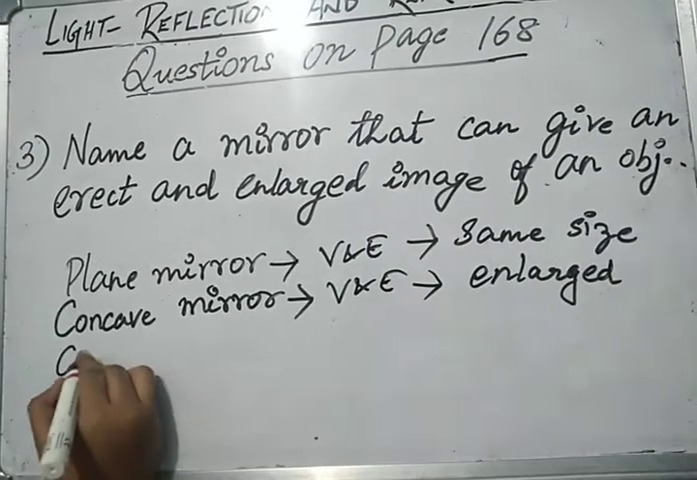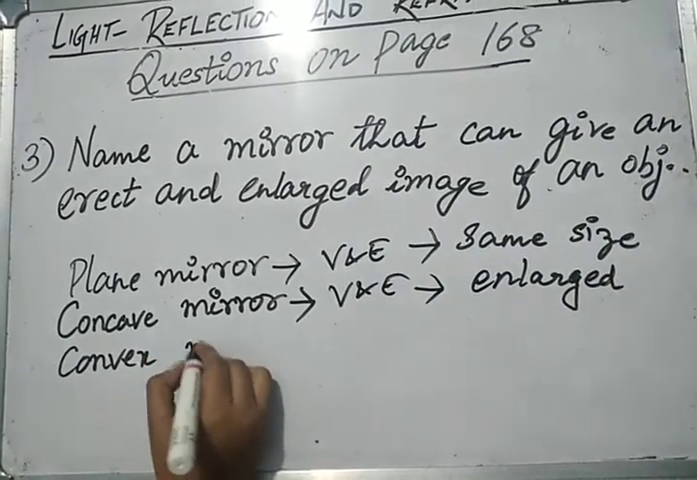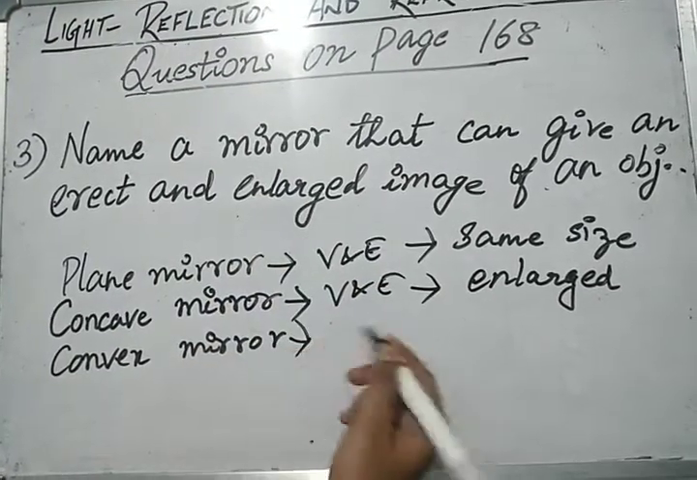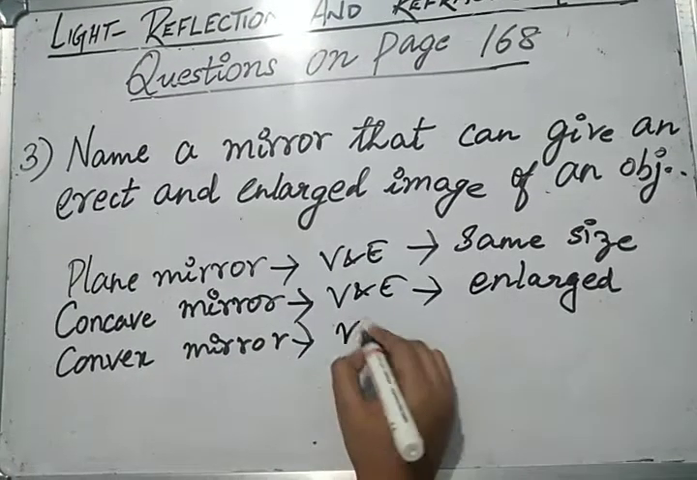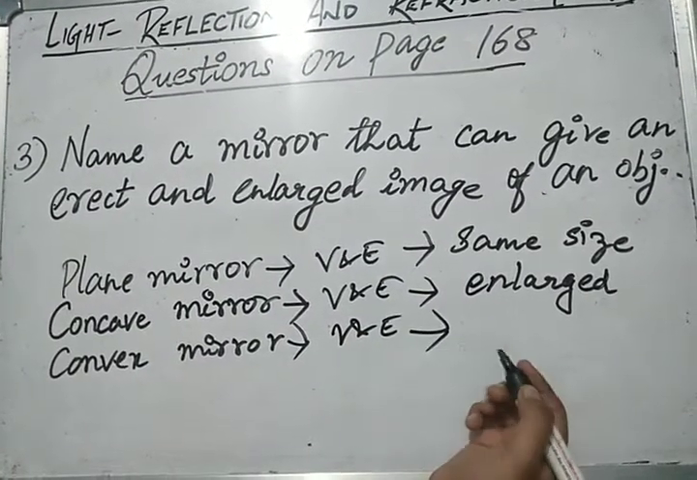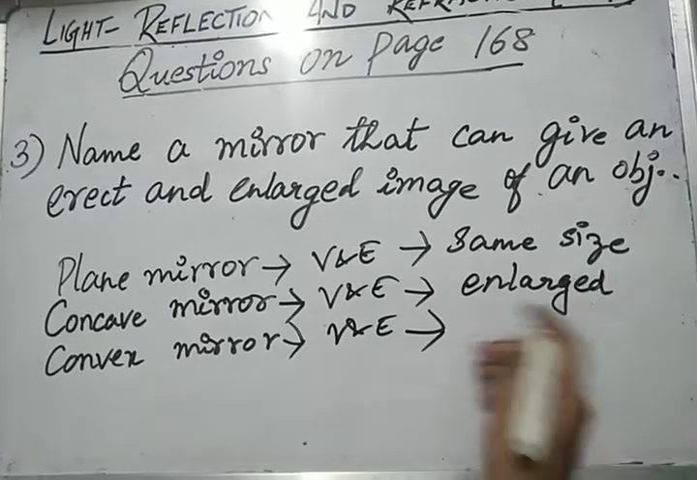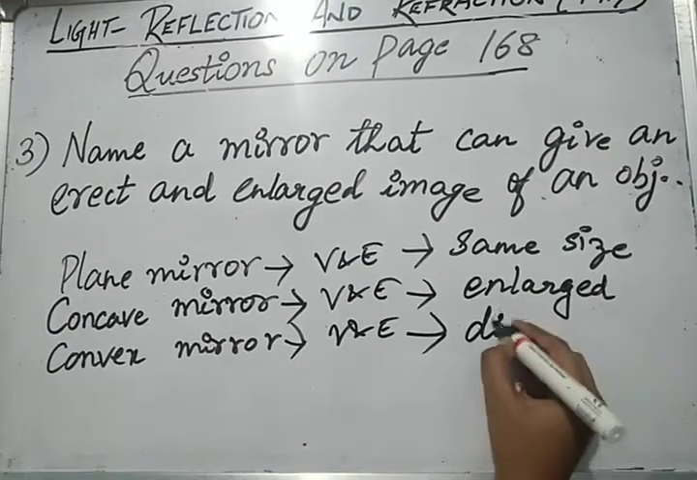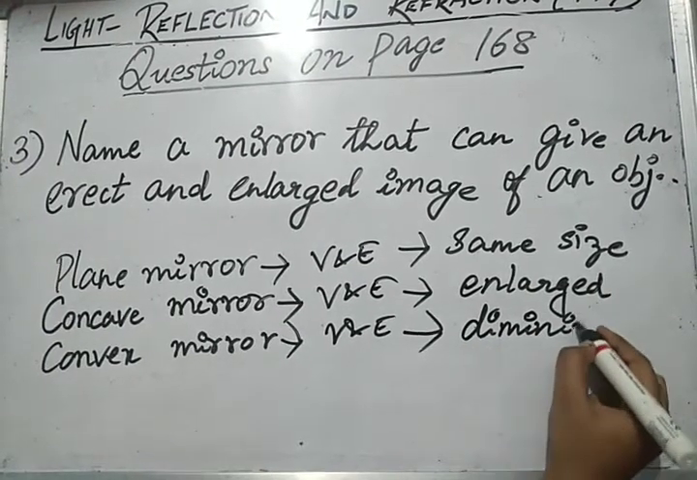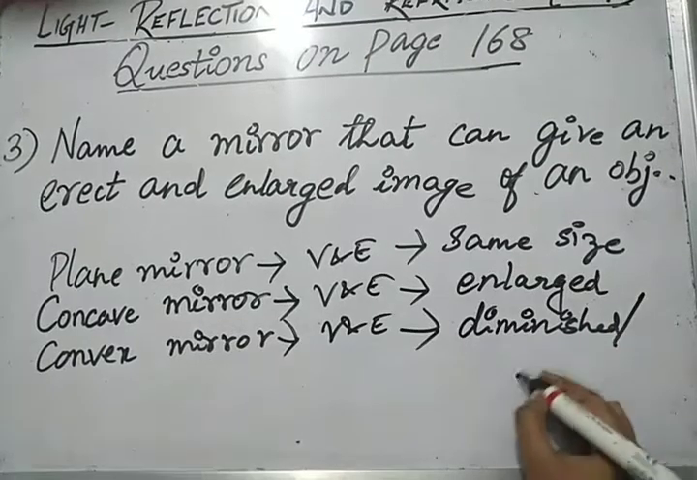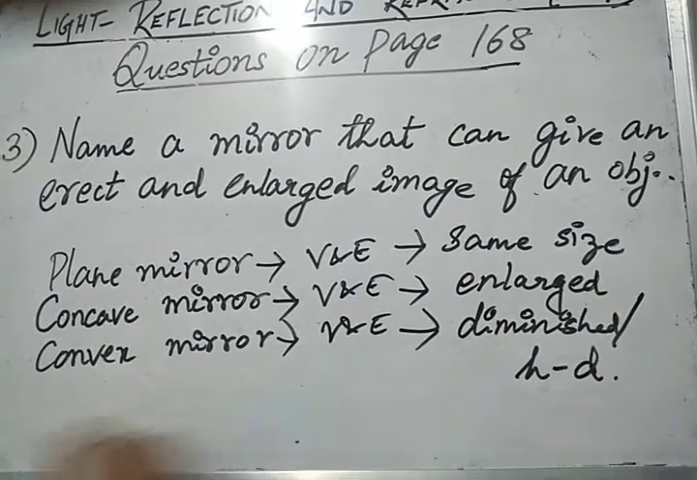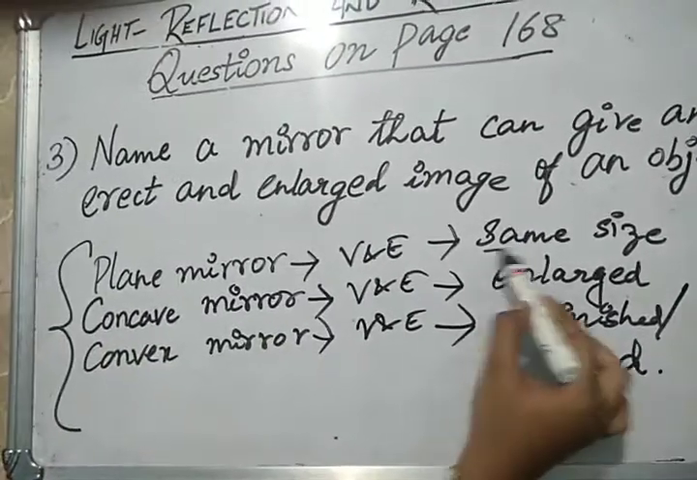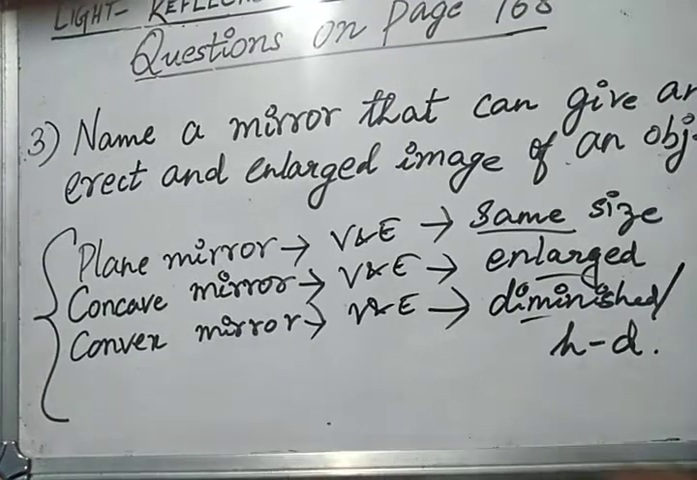Now recall convex mirror ray diagrams. Convex mirror. This is just for your understanding. Convex mirror always forms virtual and erect image. But what kind of virtual and erect image? Diminished or highly diminished. Smaller size, okay? Either diminished or highly diminished. Now you compare all the three. You see over here same size, enlarged, diminished or highly diminished.